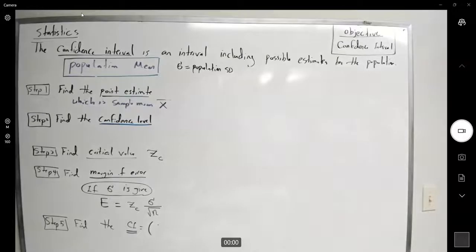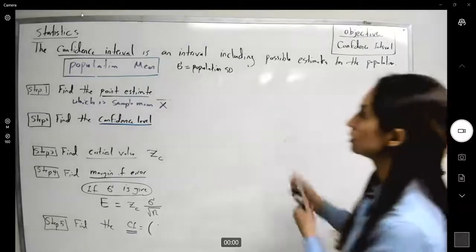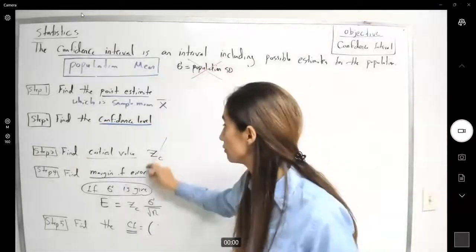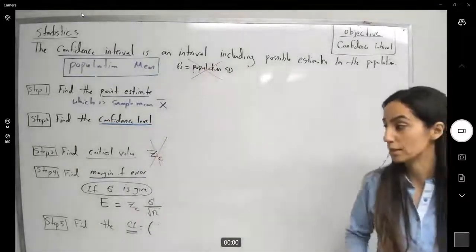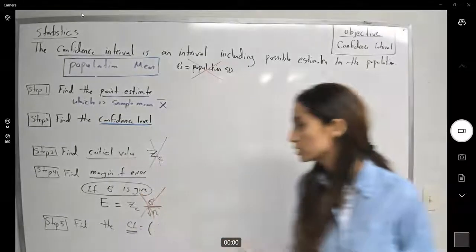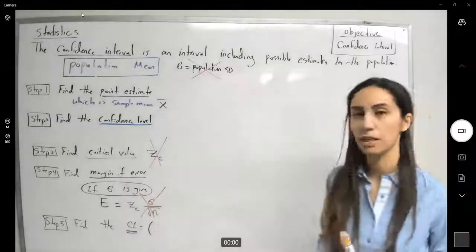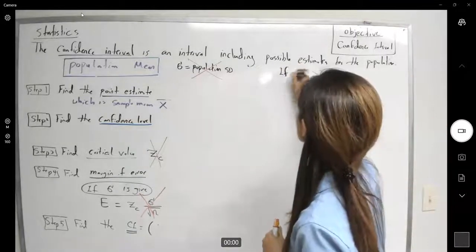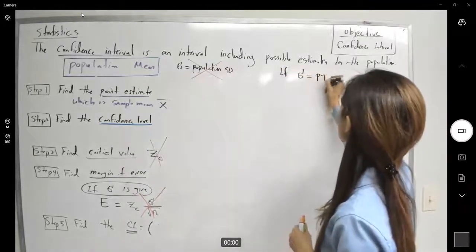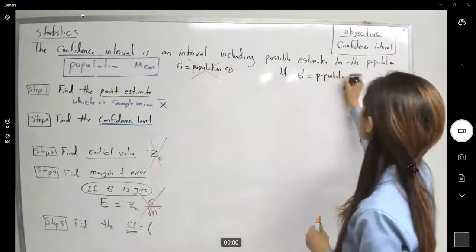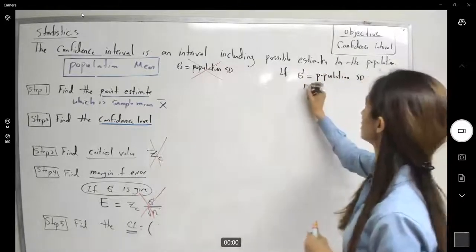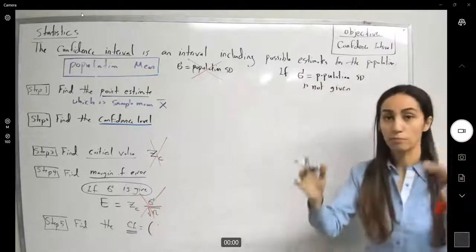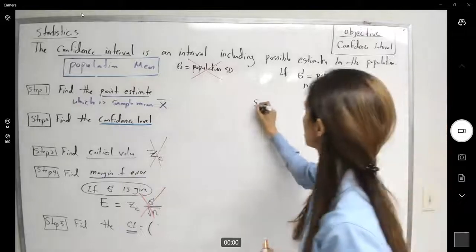So what if standard deviation of population is not given to us? It means that we do not have this ZC. It means that we cannot use this formula. What should we do then? If sigma, or population standard deviation, is not given, then you follow these steps.